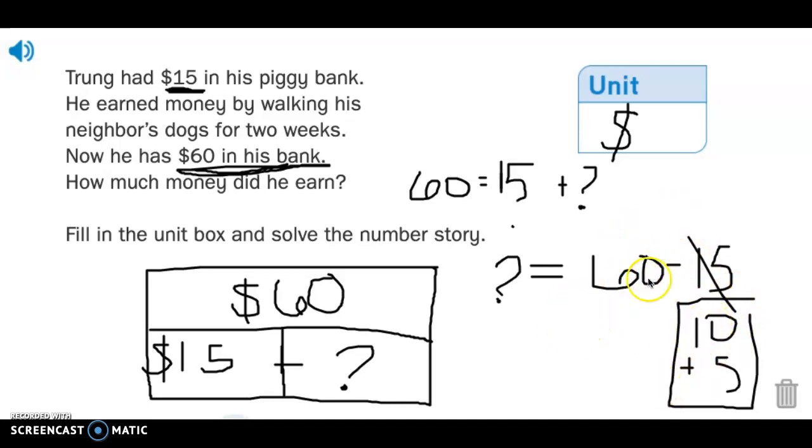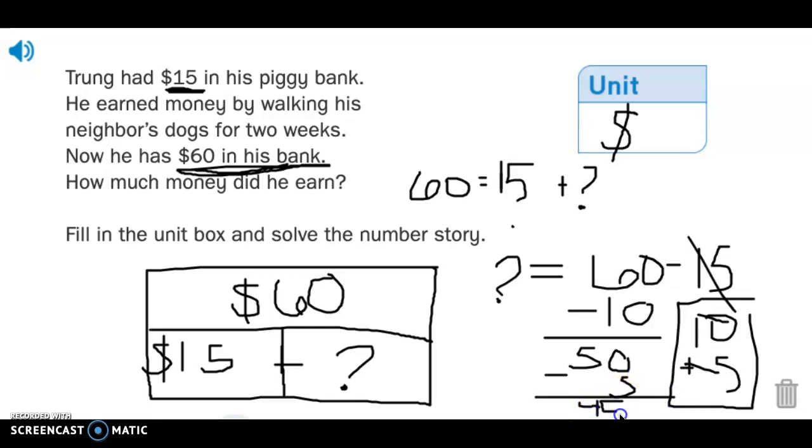What is 60 minus 10? 60 take away 10 is 50. And then I'm left with a 5 I have to take away. What's 50 take away 5? My answer is 45. So how much money did he earn? Trung earned, and I need my label, $45.